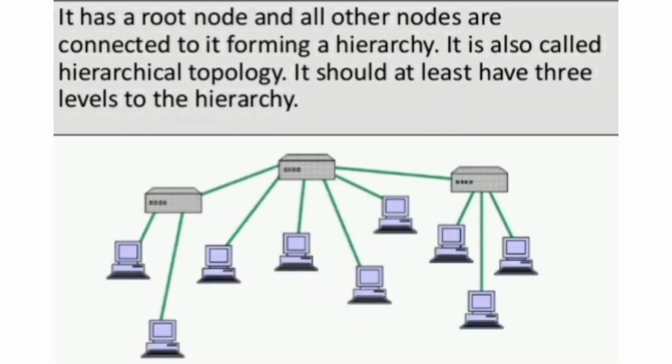In tree topology, it has a root node and all the other nodes are connected to it, forming a hierarchy. It is also called hierarchical topology. So here is the diagram of tree topology.